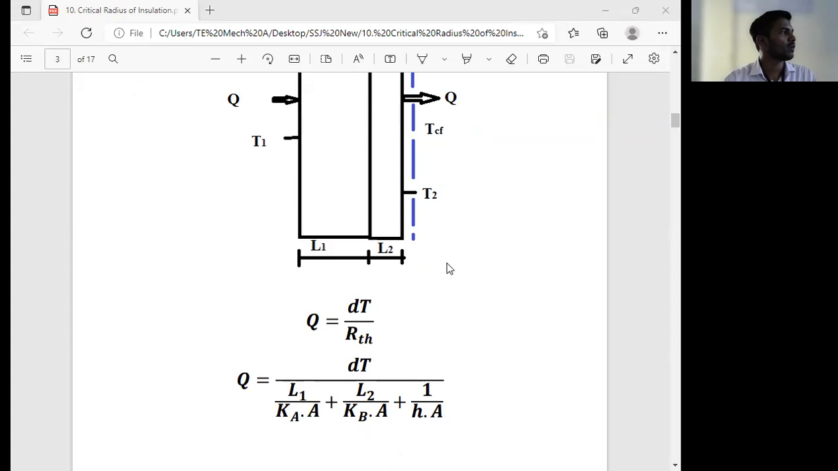Now don't ask where 1/HA came from, or where L/Ka came from. These are the resistances. Already we have seen the derivations on that. So this is the equation for Q. Q is equal to temperature difference divided by summation of thermal resistances. Whatever the modes are there, according to that we have written the equations.